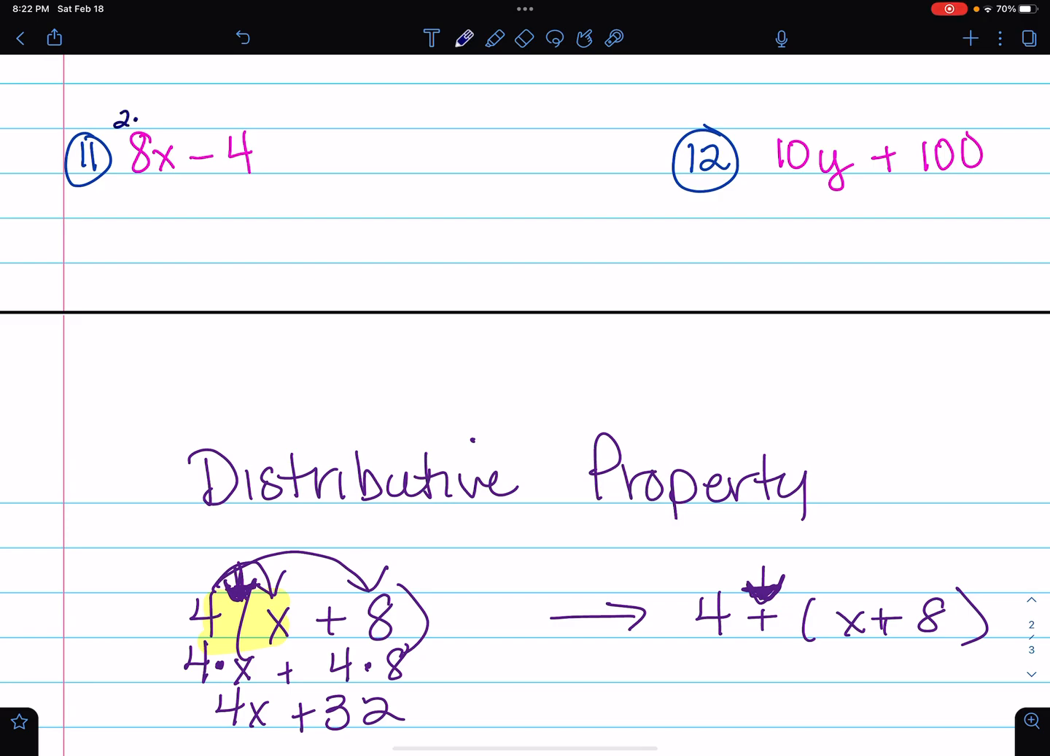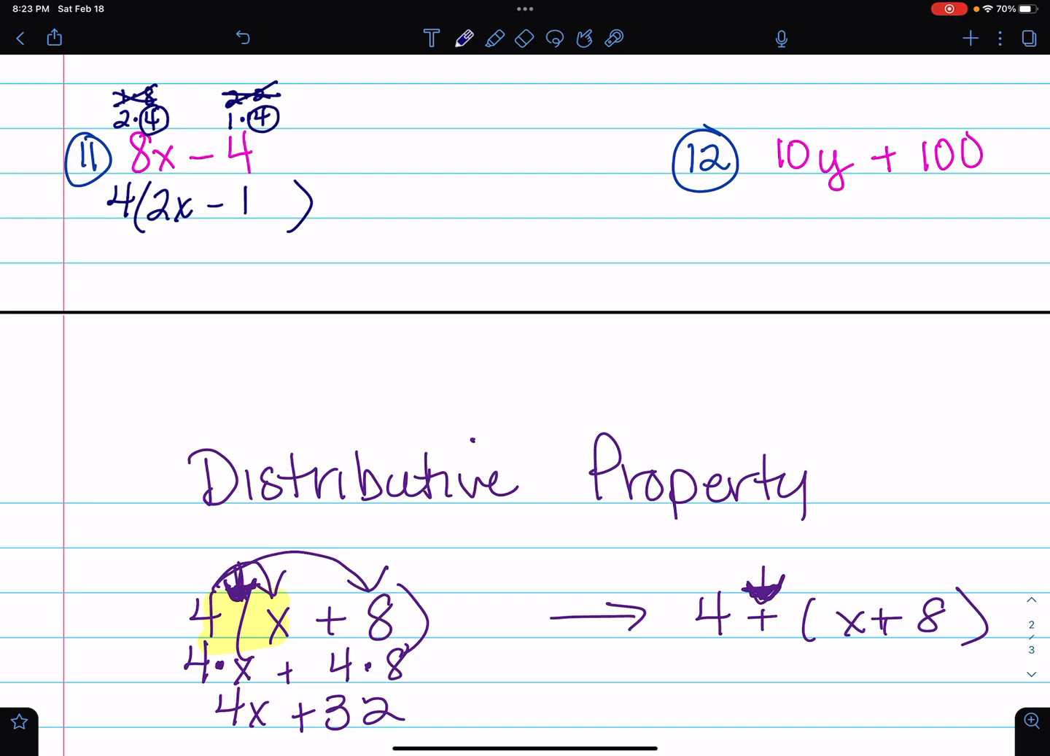Listing my factors: 2 times 4, 1 times 8. That's it. Listing my factors: 1 times 4, 2 times 2. Well, the 4 is the biggest one. So if I use the 4 and pull that 4 out, factor the 4 out, I am left with 2 that goes with the x and 1 that goes with the 4.